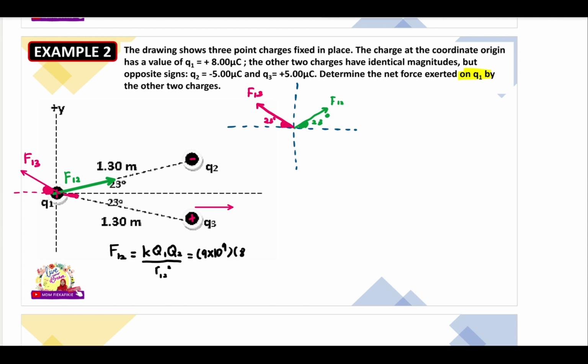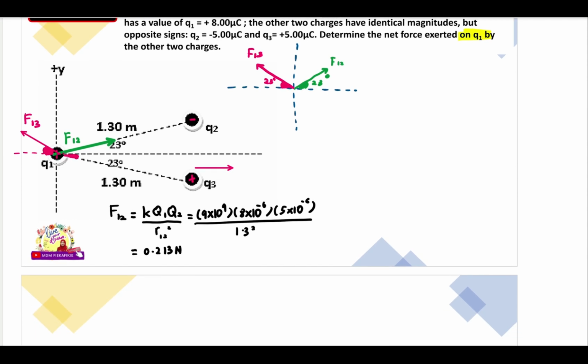Q1, 8 micro. Q2 is 5. Okay, Q2 negative 5, jangan masukkan negatif lah. Over the distance between them. So, bila you kira, you akan dapat F12 0.213 Newton. Okay. And then, untuk F13 pun sama. Kalau kita kira, sebenarnya kita akan dapat nilai yang sama lah. Okay, kenapa sama? Sebab Q2 dan Q3 tu magnitude of charge sama.